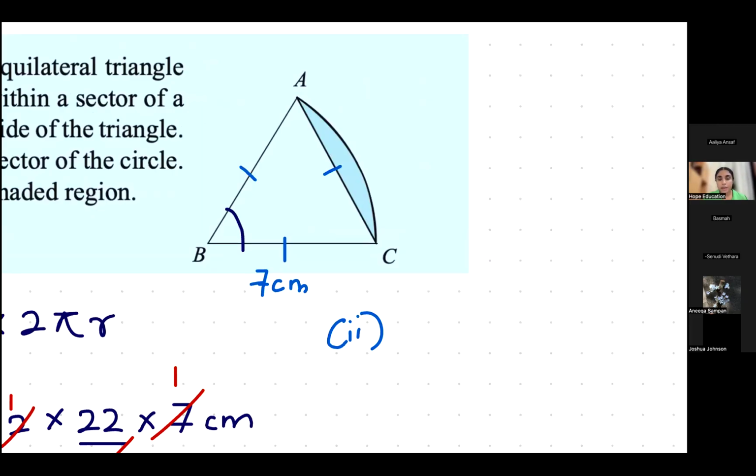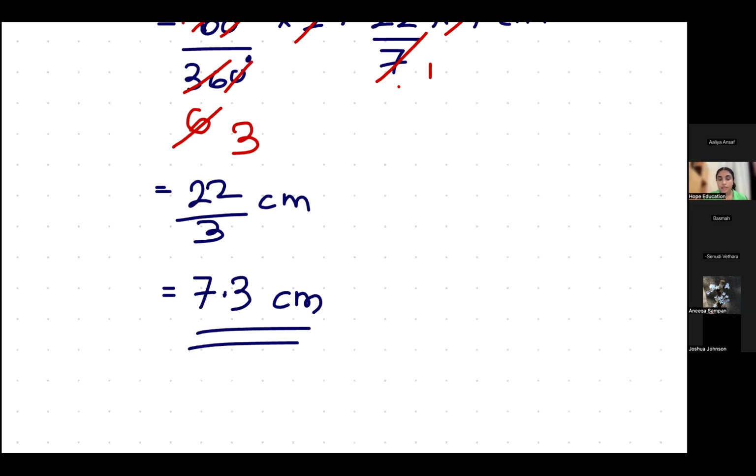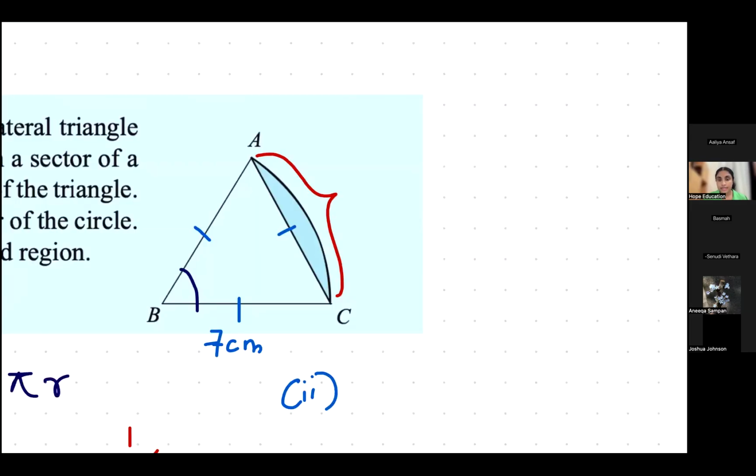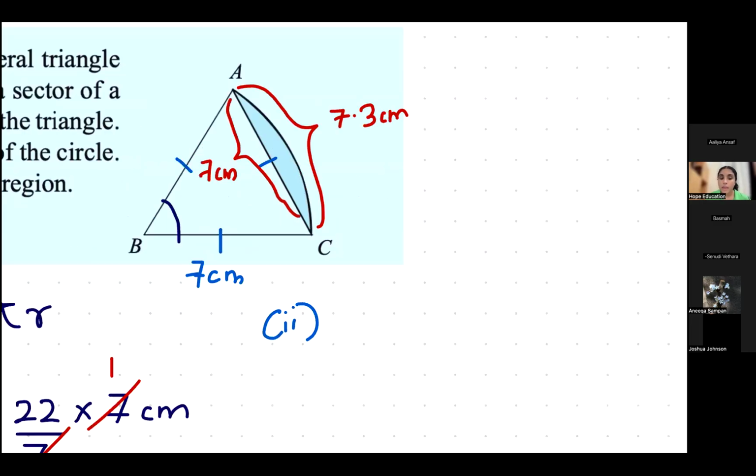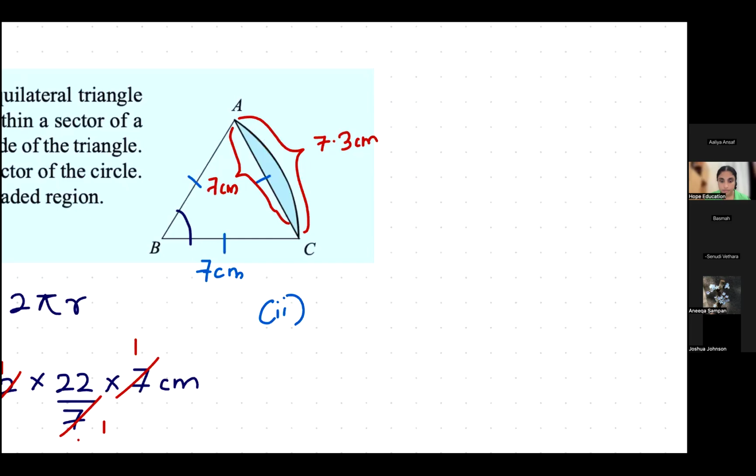This part of the shaded region is the arc length, right? We got the arc length as 7.3 centimeters. So the arc length is 7.3 centimeters. What is this length? 7 centimeters. Yes, because it is a side of an equilateral triangle. It's 7 centimeters. So we can easily find its perimeter.